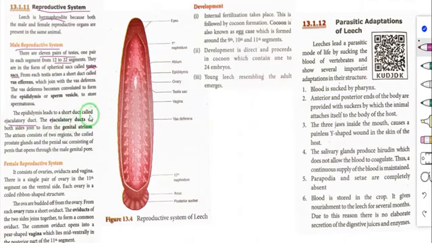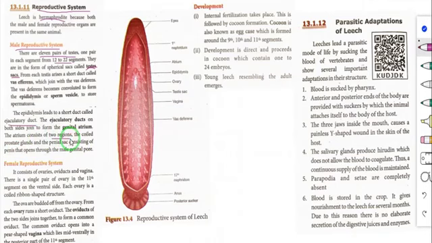Okay, so where is the ejaculatory duct? This is the epididymis. So epididymis leads to a short duct, that is known as what? Ejaculatory duct. The ejaculatory ducts on both the sides join to form the genital atrium. This is the genital atrium, both the sides ejaculatory duct. Here that is a genital atrium. The atrium consists of two regions, the coiled prostate glands and the penial sac consisting of penis that opens through the male genital pore.